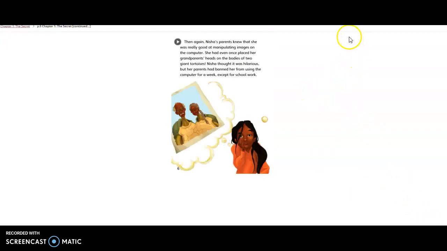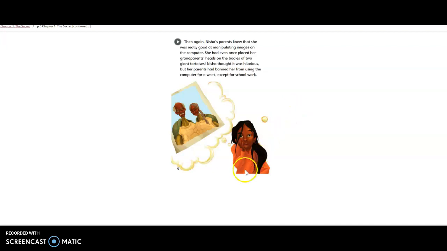Then again, Nisha's parents knew that she was really good at manipulating images on the computer. She had even once placed her grandparents' heads on the bodies of 2 giant tortoises. Nisha thought it was hilarious, but her parents had banned her from using the computer for a week, except for schoolwork.